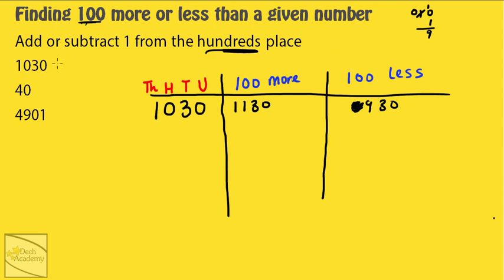Another way to look at it is just to carry out a subtraction. 1030 minus 100, and you get the same 930. So try that at home.